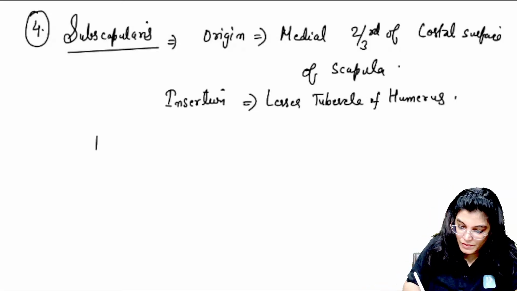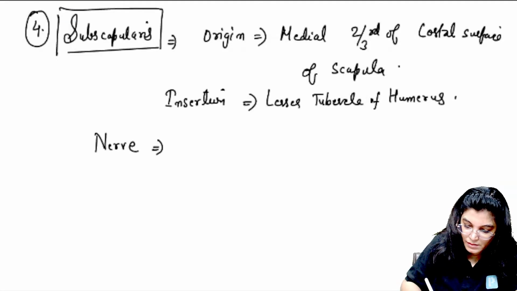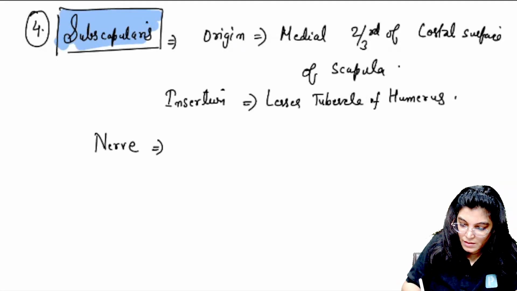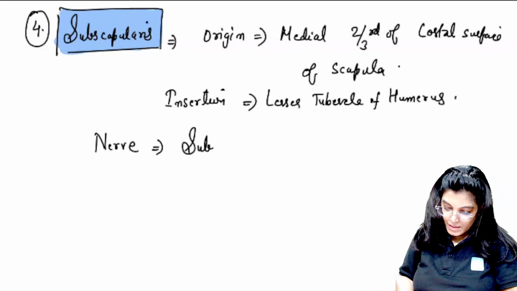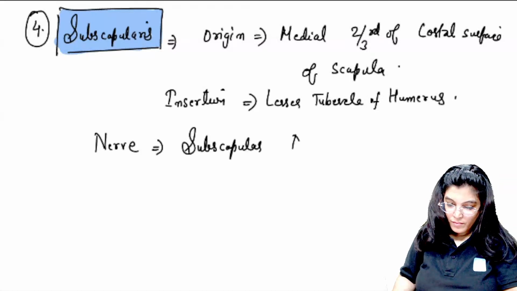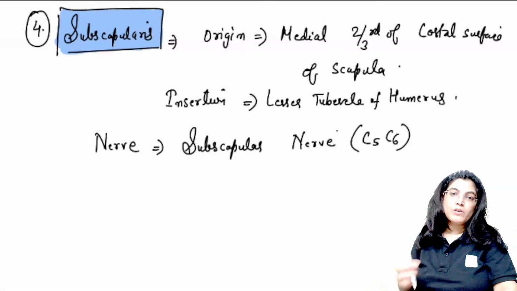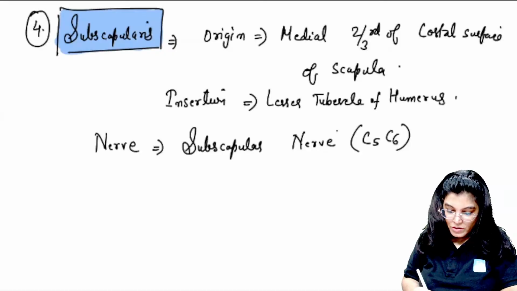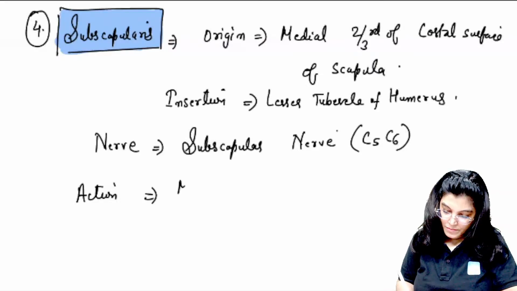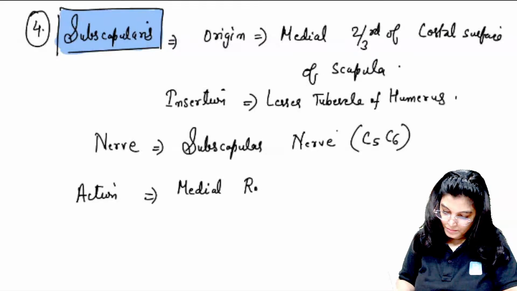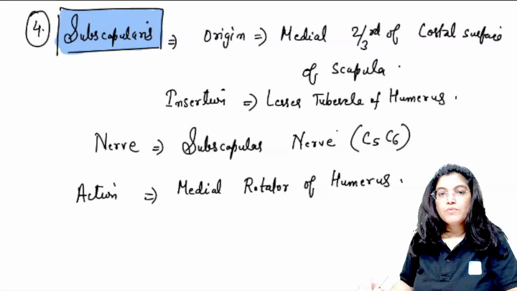Now, nerve supply. What is the nerve supply? Nerve supply is via the subscapular nerve. Again, the subscapular nerve has root value C5 and C6. It's a branch from the posterior cord of the brachial plexus. Action: it is the medial rotator of the humerus bone.